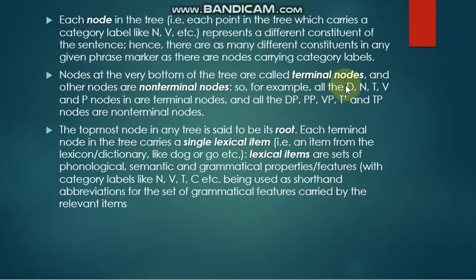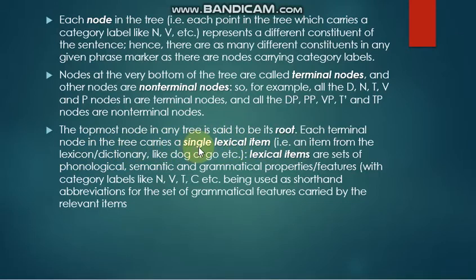So, for example, all the D determiners, nouns, tense, verbs, and P prepositional nodes in our tree are terminal nodes, and all the determiner phrase, prepositional phrase, verb phrase, T-bar, and tense phrase nodes are non-terminal nodes. The topmost node in any tree is said to be its root. Each terminal node in the tree carries a single lexical item.